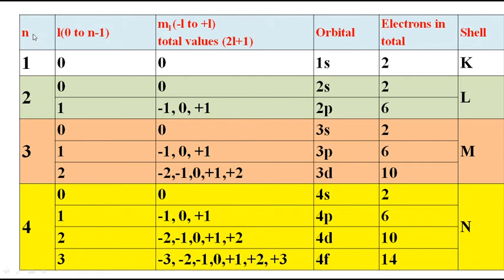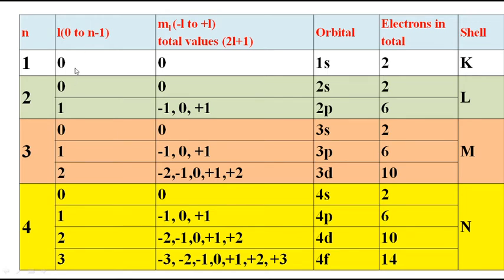So n can have what values? 1, 2, 3 and 4. Because 1 means it lies in the K shell, 2 means it lies in the L shell, 3 M, 4 N. Now what are the values of l? How to find out l? 0 to n minus 1.